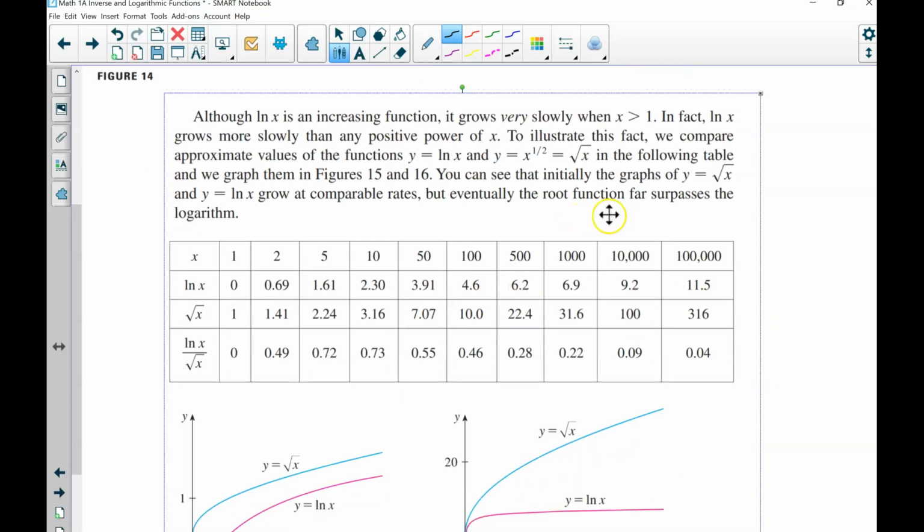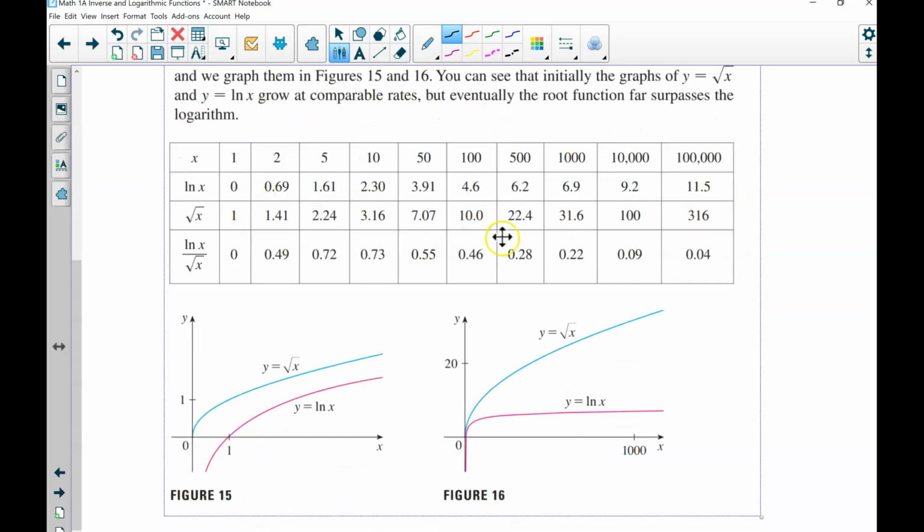You can see that initially the graphs of y equals the square root of x and y equals the natural log of x grow at a comparable rate, but eventually the root function far surpasses the logarithm. So here you're creating this table and then comparing these two graphs. The reason you're doing this is because eventually, when we get to chapter 2 and begin calculus, you'll be making tables to talk about the rate of change. So it's important to be able to analyze these graphs and understand what's happening when you're viewing them.